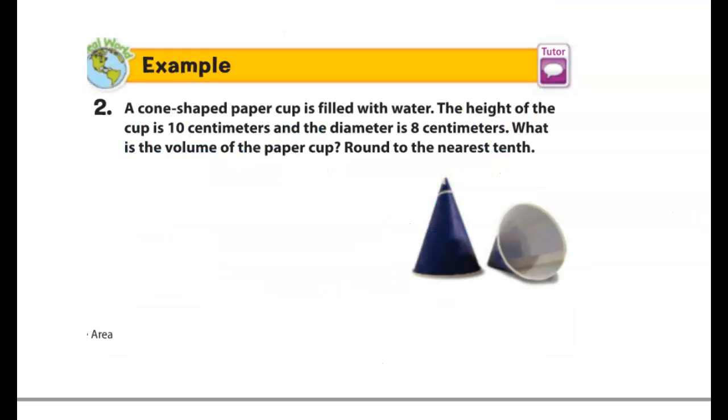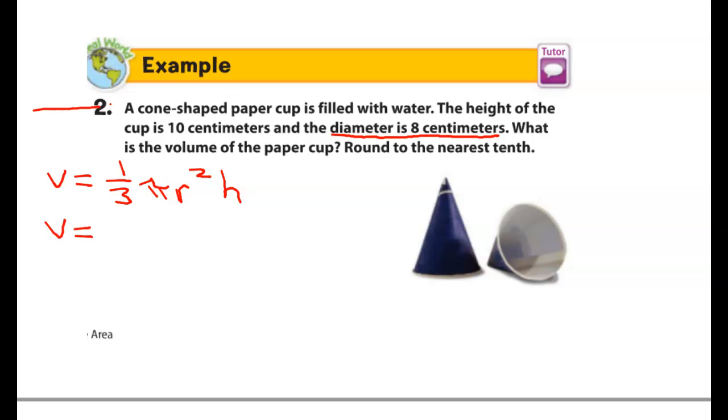Okay, so what we have here, you guys, is a cone-shaped paper cup filled with water. The height of the cup is 10 centimeters and the diameter is 8. We want to be careful with this here, you guys. What is the volume of the paper cup? Round to the nearest tenths. Basically they're saying, how much water does it hold, right? So we will just say that the volume is equal to 1/3 pi r squared times the height, and we're just going to fill in the blanks.